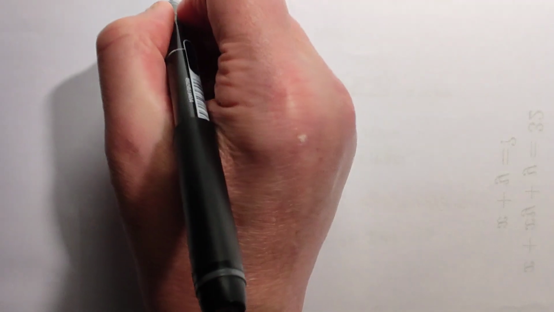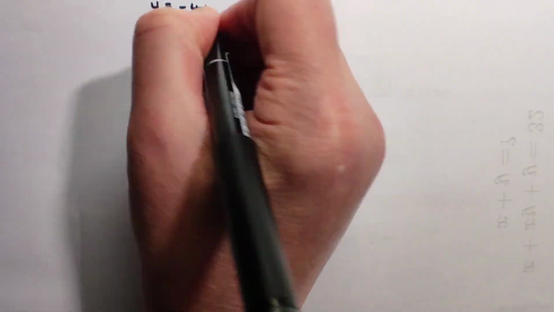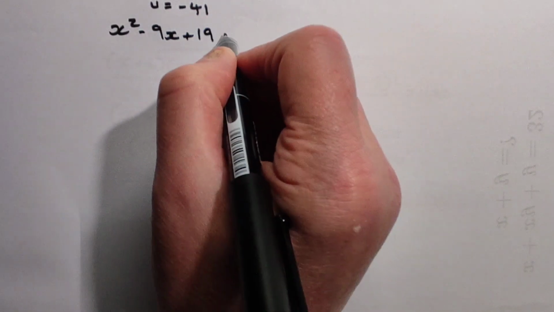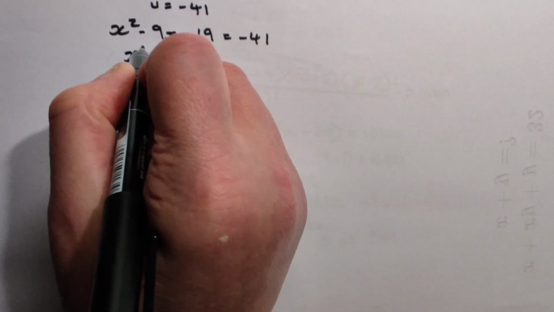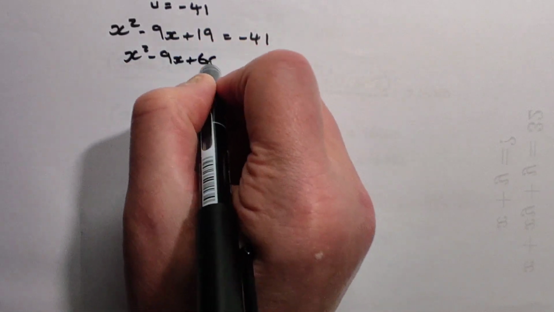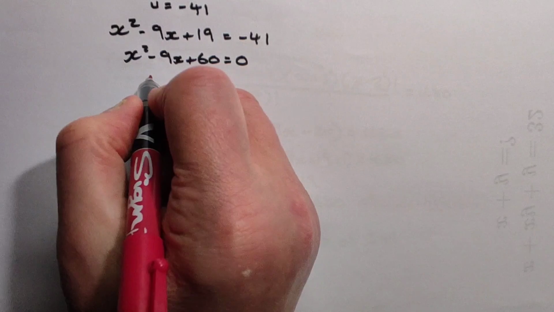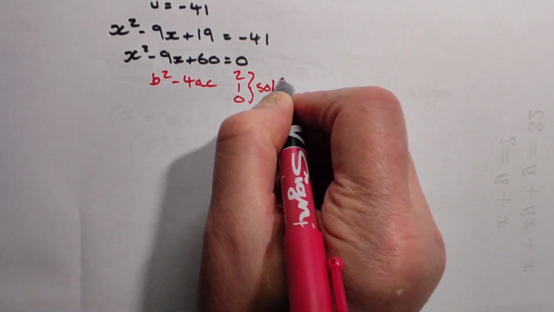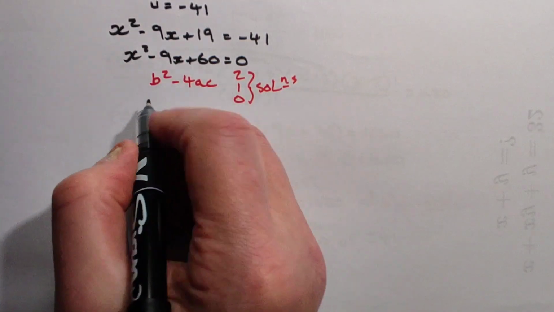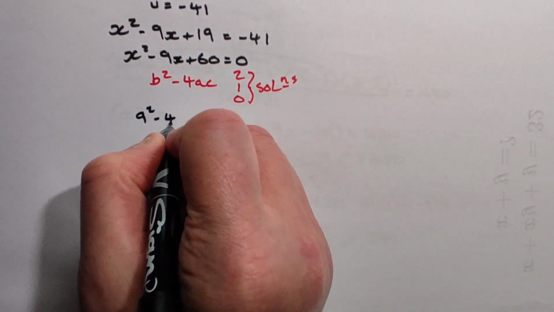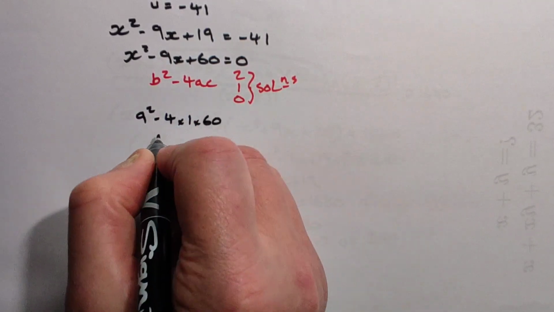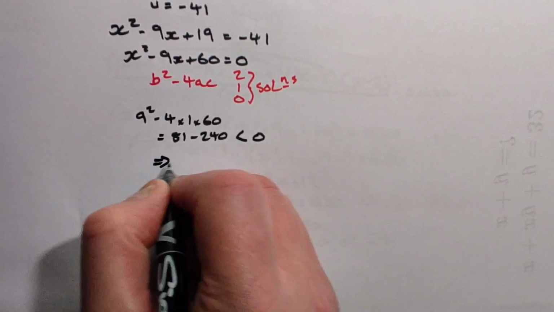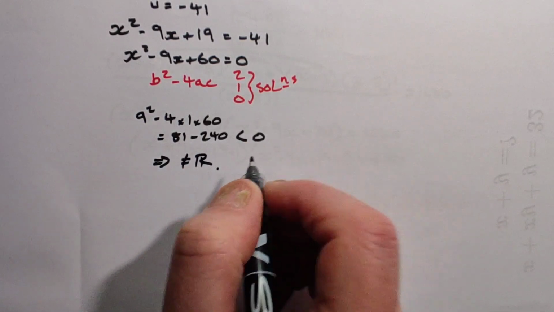So using the first one, u equals minus 41, exploring that first. So it's x squared plus 9x plus 19 equals minus 41. So therefore, turn it all into one side, x squared plus 9x plus 60 equals 0. And just using the discriminant b squared minus 4ac from the quadratic equation will tell us if we've got 2, 1 or 0 solutions. So b squared would be 9 squared minus 4 times 1 times 60. That's 81 minus 240, which is obviously less than 0. So that means there are no real solutions and it can't be the answer we're looking for.